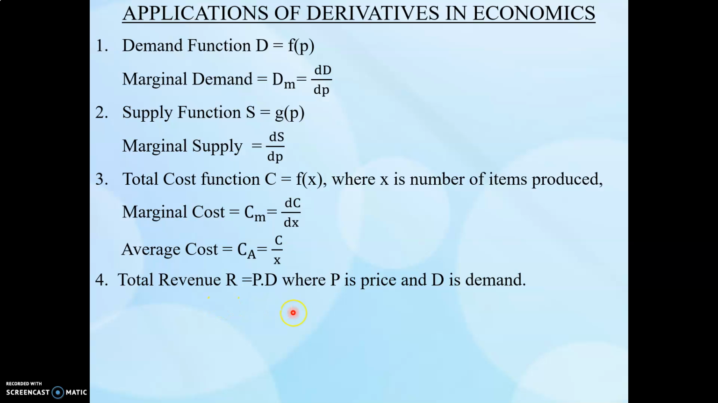Total revenue R is equal to P into D, where P is price and D is demand. Average revenue Ra is equal to PD upon D, that's equal to P. Total profit pi is equal to R minus C. Here pi is not the normal pi we use for calculation, 3.14. That is not here. This is just a representation. This is simple notation.